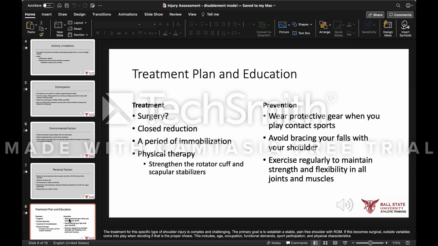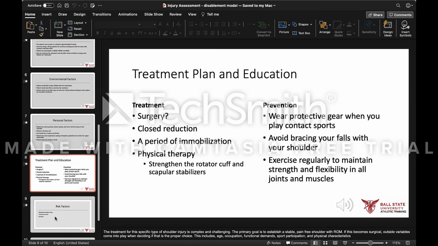Ways to prevent this are to wear protective gear when you play contact sports. Now, softball is not necessarily a contact sport, but there is some contact involved. Avoid bracing your falls when you are going to make a dive or a catch. And then exercise regularly to maintain strength and flexibility in all the joints and the muscles.